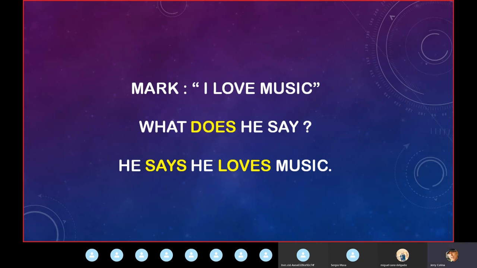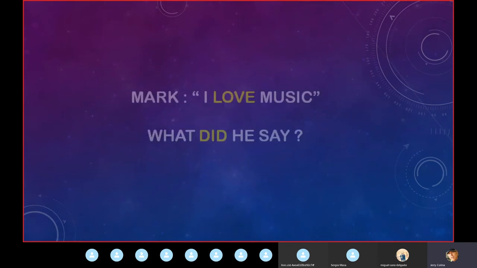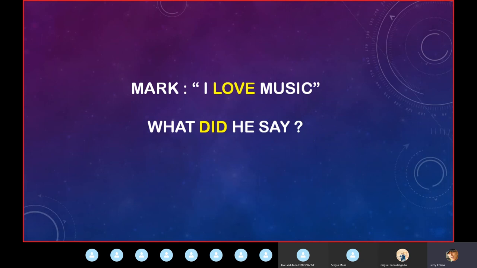I love music. He says he loves music, because the question is, what does he say? Right. So if in an examination or in any exercise, the person asks you in present, using the auxiliary does, be careful not to change the tense of the verb. But this is not a normal reported speech. Normally, the question is in past. This is the regular, normal reported speech. I love music. What did he say?